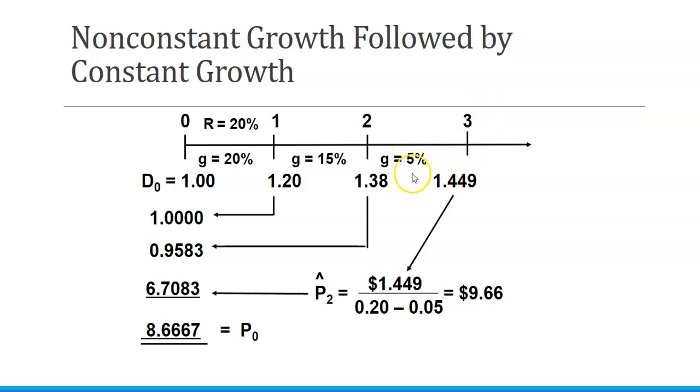And then constant growth of 5%, giving us, if we add these 3 together, the present value of $1.20 is $1.20 here. The present value of $1.38 back 2 years is 90.9583 cents. And then the present value of our constant growth back 3 years is $6.70, giving us a price of $8.66.